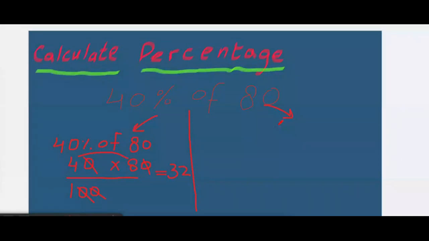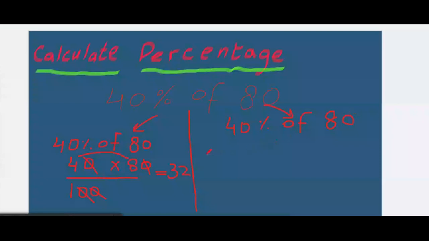Now the second method: we can find a percentage of a number using mental ability, without any calculation that needs paper and pencil. We can do it mentally also. But here, I will write it so that you can understand the concept, and later on you will be able to find the answer mentally as well. So I will write the question here, 40% of 80.